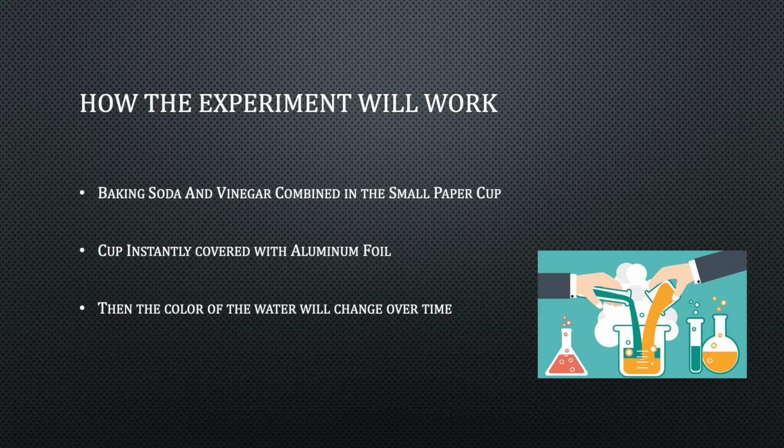What we'll be doing for the experiment is right away when we combine the baking soda and vinegar in the paper cup, we'll cover the cup instantly with aluminum foil in order to keep the CO2 in the system and not allow it to escape into the air. Then over time, the color of the water should change because the CO2 will dissolve into the water and cause a chemical reaction to create more hydrogen ions.